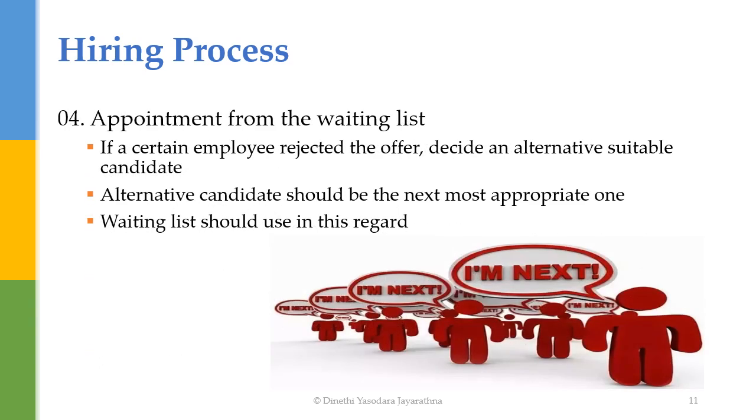Okay, after doing the follow-up, if the employee rejected, we have to appoint a person from the waiting list. So we can decide an alternative suitable candidate from the company side. We make a list; think of the 5 people who got the highest marks. The job offer goes to the top person, and the appointment letter is prepared. If that person says no, you can take the next most appropriate, the next most suitable one, number 2. That's why we need to consider the waiting list here.